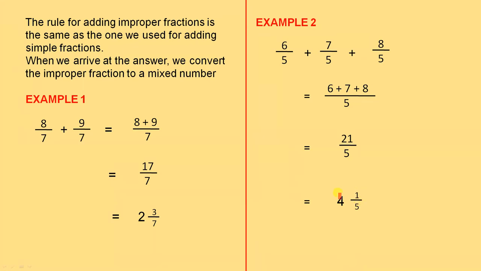Now remember, you can quickly check whether that's correct. 5 fours are 20, plus 1 is 21, 21 over 5. If you remember, we did that in a previous video, and it shows you that the values are exactly the same.